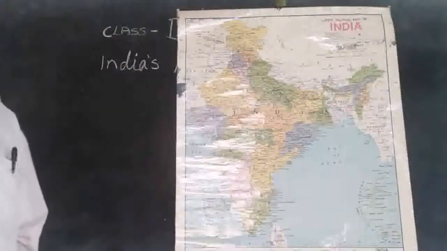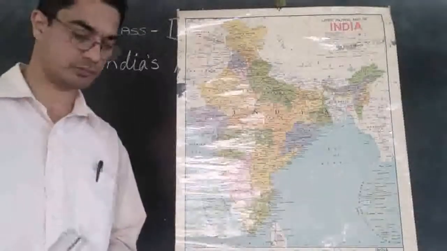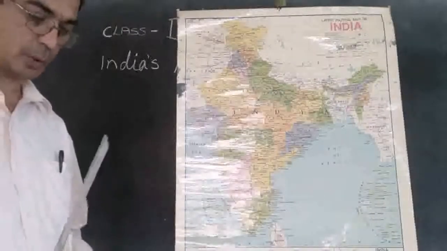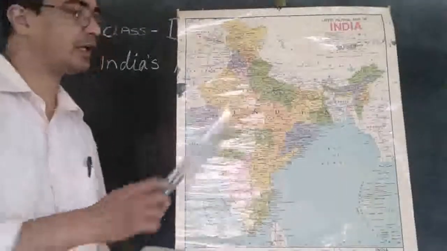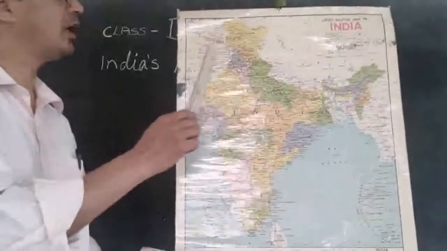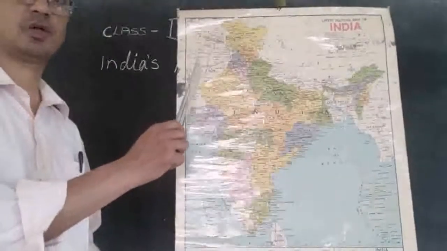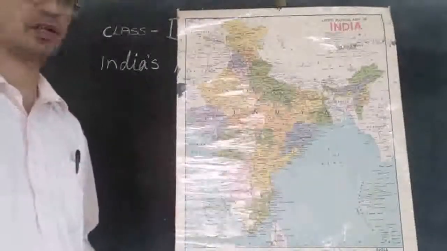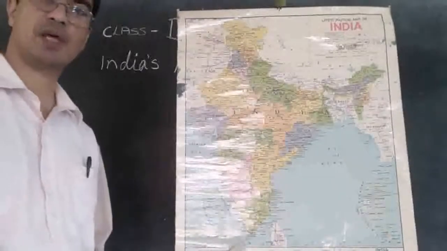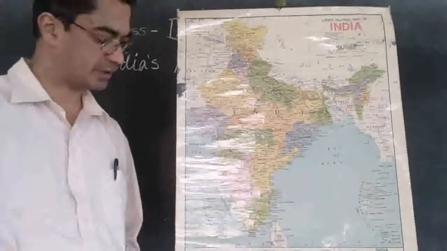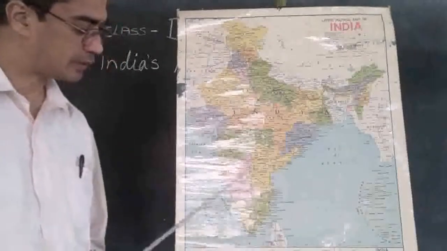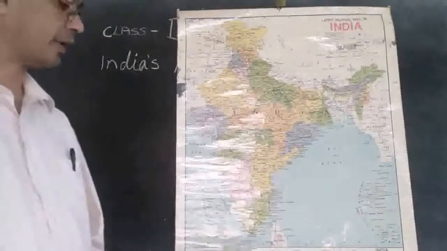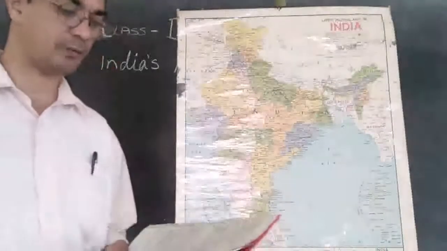We are going to talk about the neighboring countries. India has got many neighboring countries in the west, the northwest and the northeast. In the south we have two neighboring countries: one is Sri Lanka, another one is Maldives. Let us see them in detail.